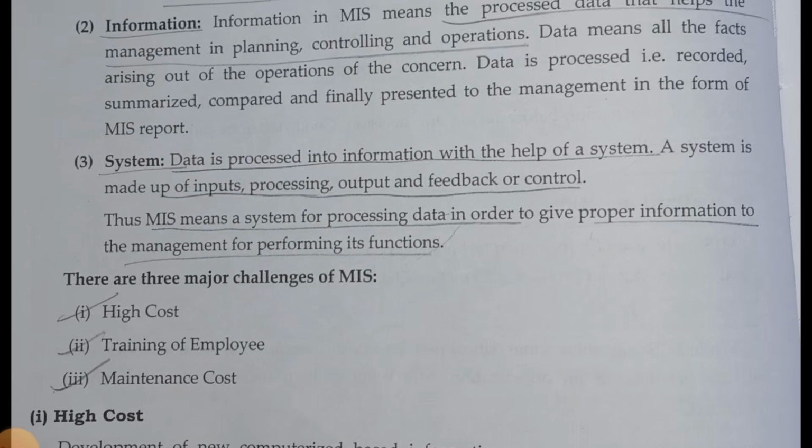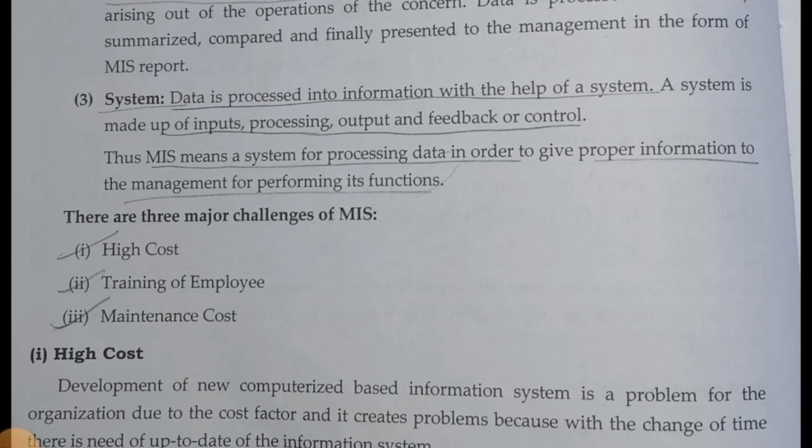Next, the major three challenges. What are the main challenges of MIS? Means what are the things it needs to do compulsorily? The first one is high cost. MIS is related to high cost, because so many things we need to do in this. The data we need to collect, the information we need to collect, the management we need to collect, so everything will be collected. It is related to high cost. Next, training of employees. We need to train the employees also, so it is time consuming as well.